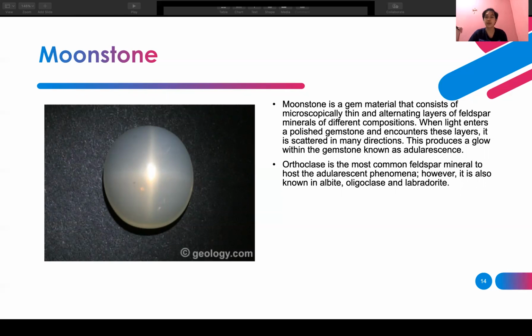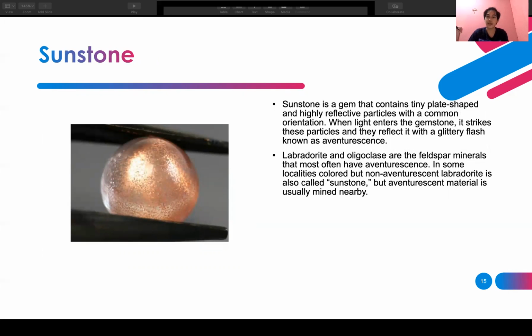Orthoclase is the most common feldspar mineral to host the adularescence phenomenon. However, it is also known in albite, oligoclase, and labradorite. Second is the sunstone. It's a gem that contains tiny plate-shaped and highly reflective particles with a common orientation. When light enters the gemstone, it strikes these particles and they reflect it with a glittery flash known as aventurescence. Labradorite and oligoclase are the feldspar minerals that most often have aventurescence. In some localities colored but non-aventurescent labradorite is also called sunstone, but aventurescent material is usually mined nearby.